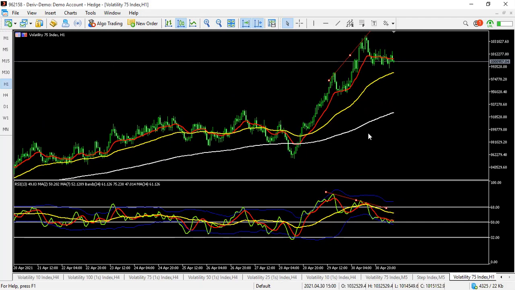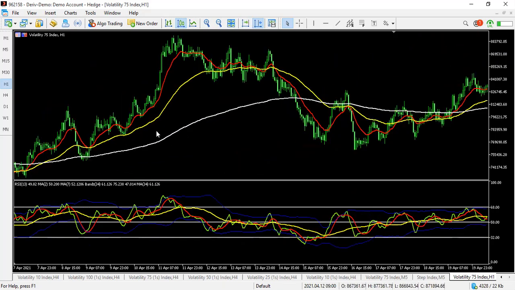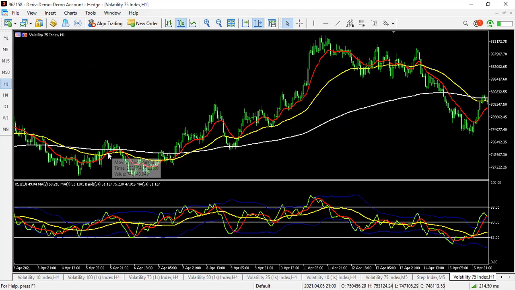So what are you looking for? The first thing you want to do is on this higher time frame, you want to look for an uptrend. You want to see that your red, which is your 13, is above your yellow, which is 50, and 50 should be above your white, which is 200, and vice versa for a downtrend.